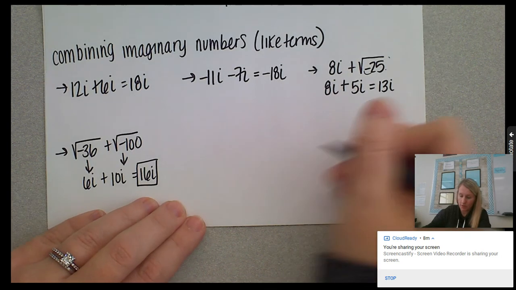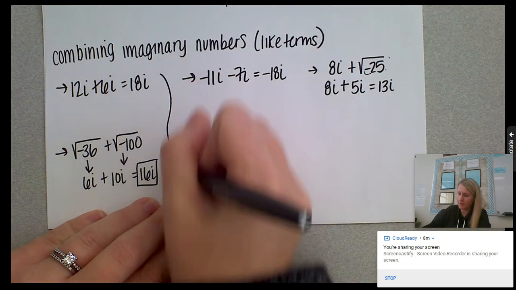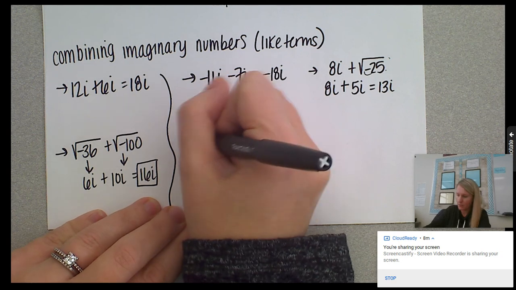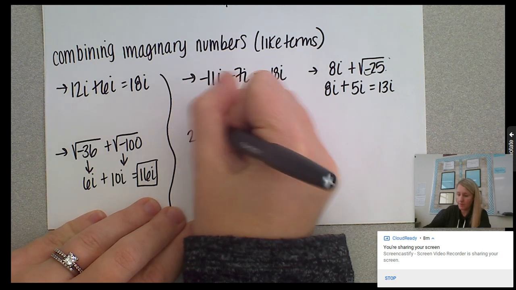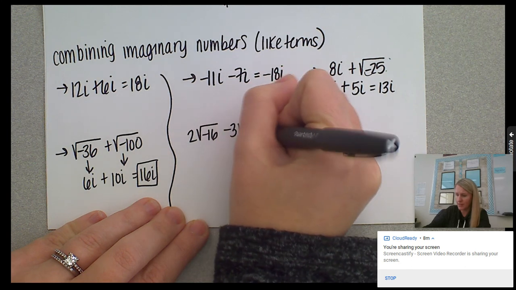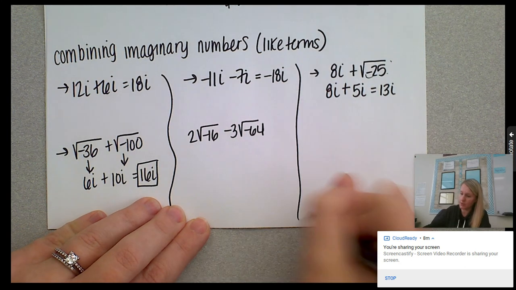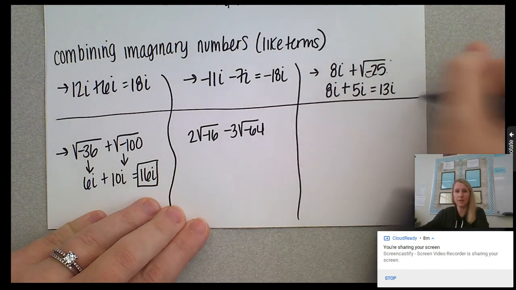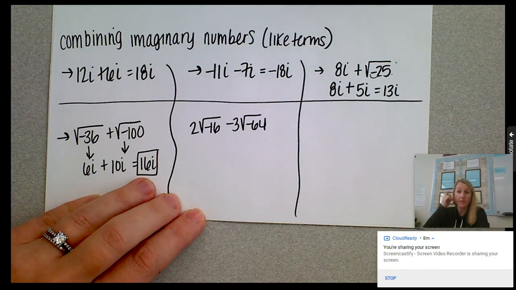Beauteous. So let's try this one. Sorry, I'm getting a little messy with my work here. If we have 2 times the square root of negative 16 minus 3 times the square root of negative 64. Sorry, I'm just going to separate my problems here. There we go. We have some simplifying to do.